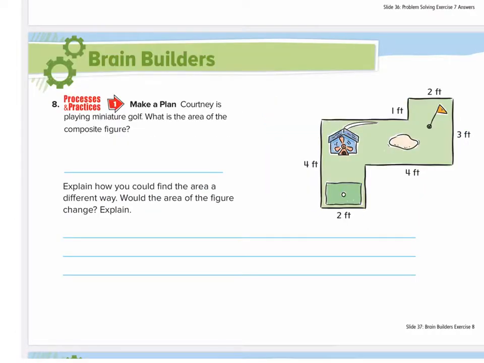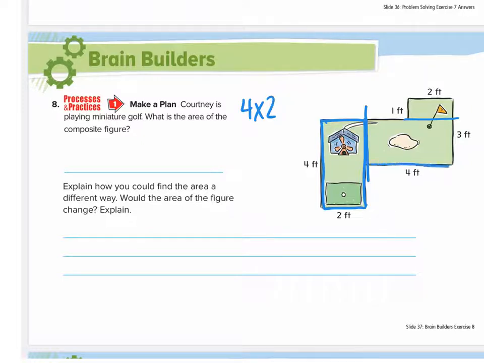All right, now we're working with a miniature golf course. Courtney is playing miniature golf. What is the area of the composite figure? I'm going to break it here and here. Okay, so we have this rectangle is 4 and 2, so 4 times 2.